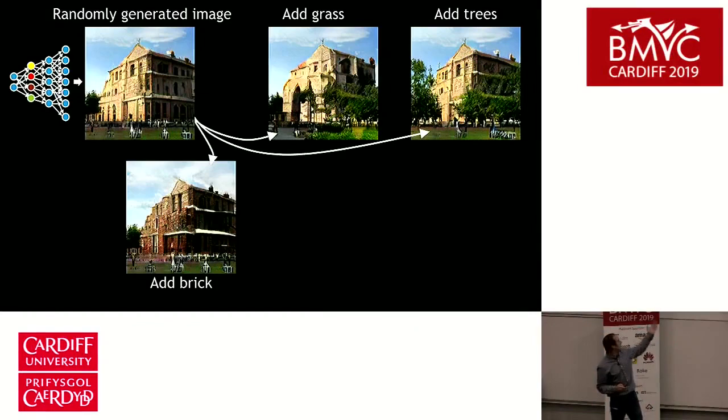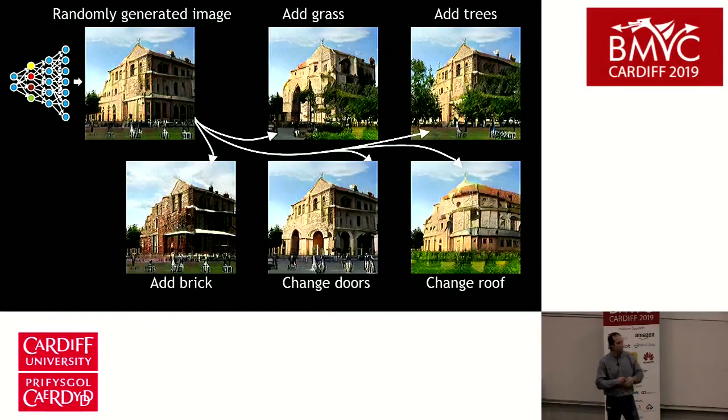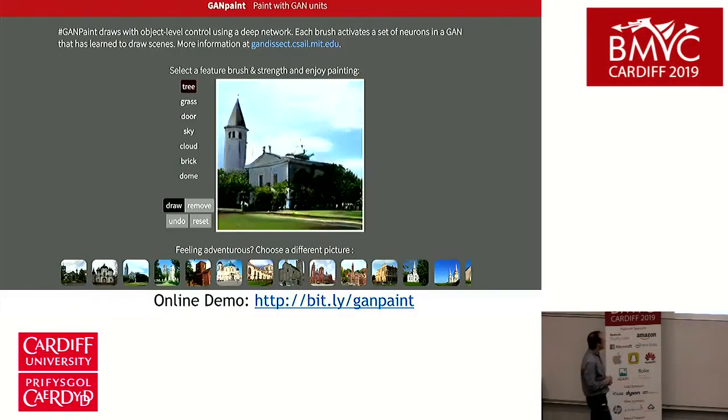the building into, from stone to bricks, or change the doors, or change the roof. You can do all these kinds of manipulations. And we have an online demo that you can play with that is called GANPaint. And if you go there, it actually will work on your phone.